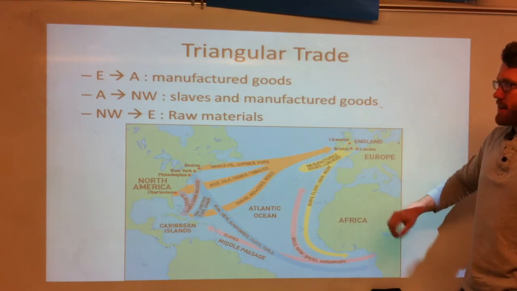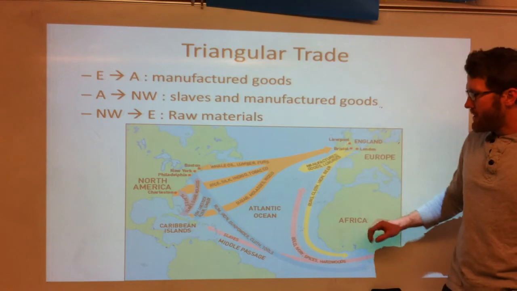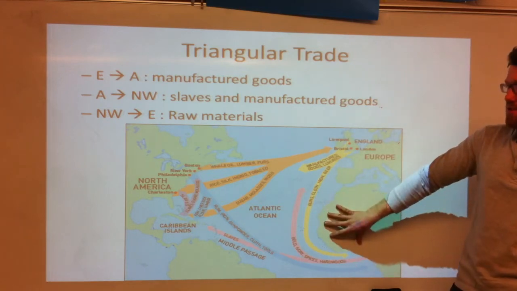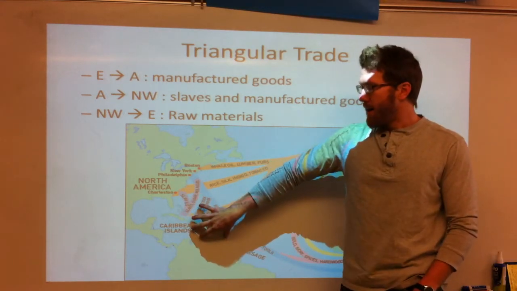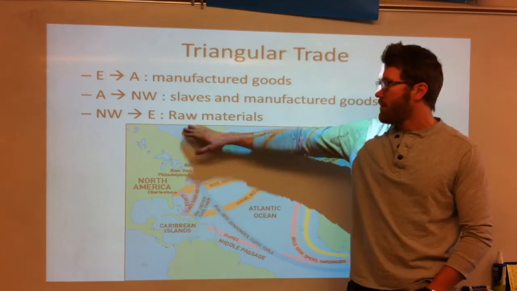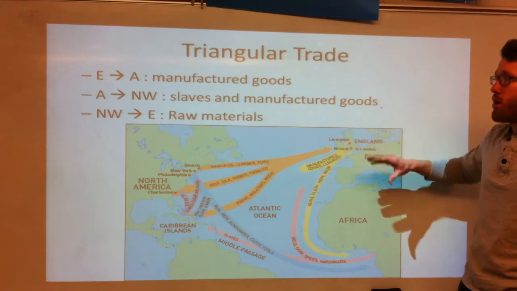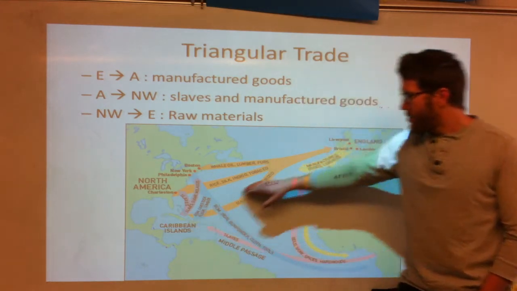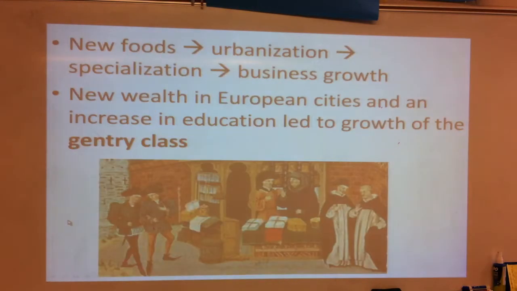Then the next leg of the journey would be from Africa to the Americas, any place in the Americas, and they would take the slaves that they had bought and the leftovers of their manufactured goods, go to the Americas and sell those there. And when they were in the Americas, they would sell the slaves and the manufactured goods and then buy raw materials that they would take back to Europe to make more manufactured goods. So we have this three-legged triangular trade.